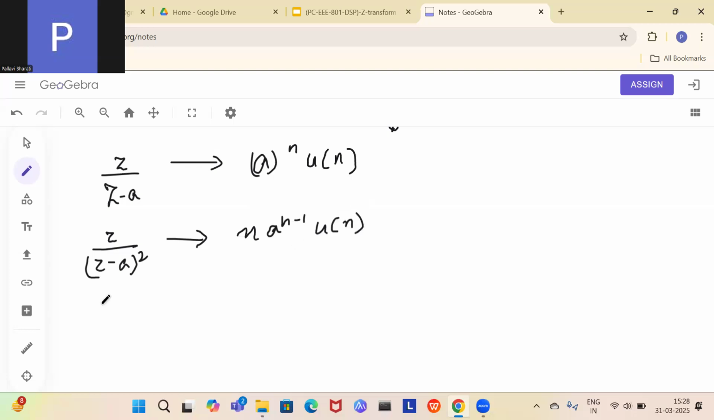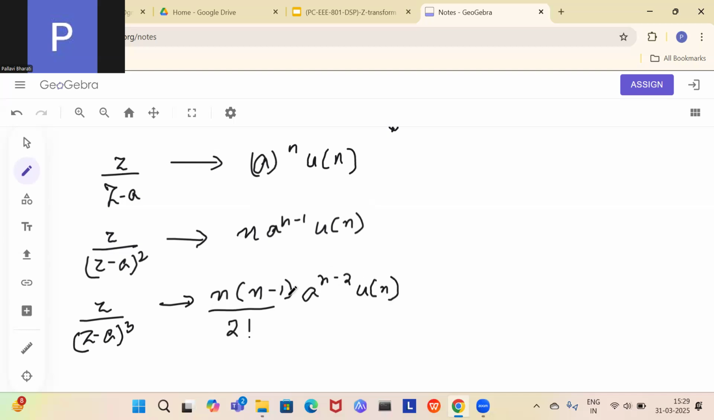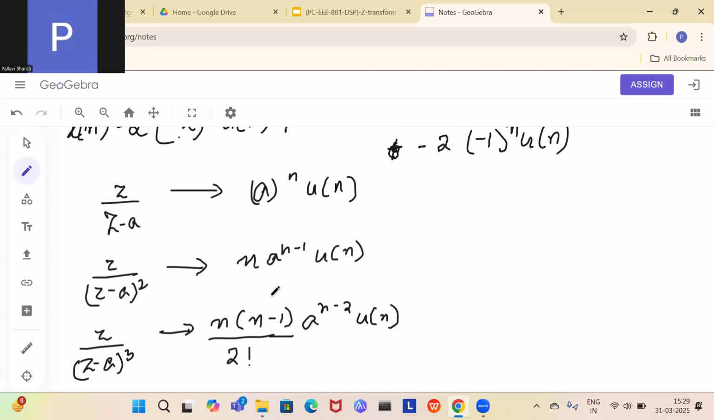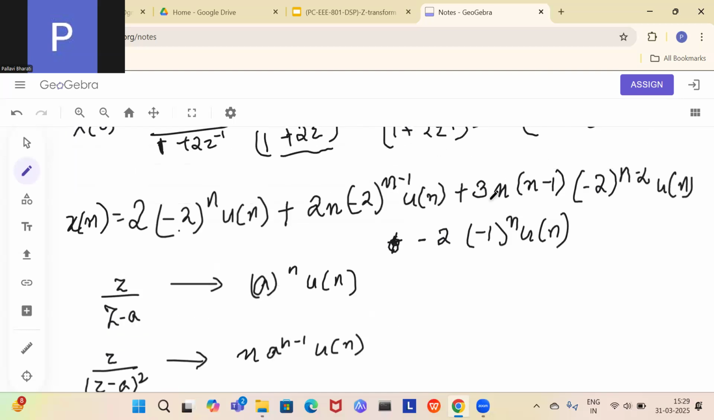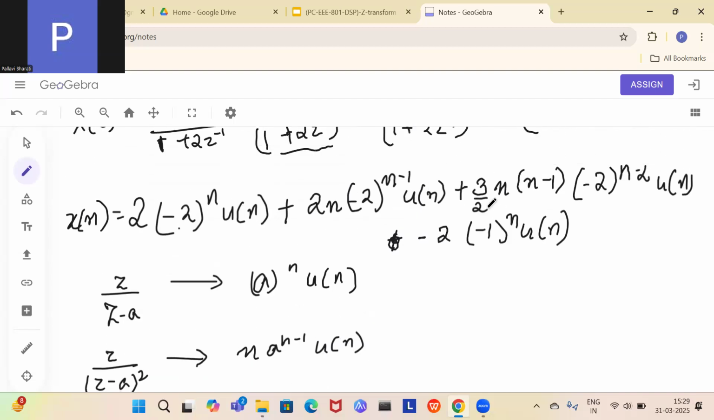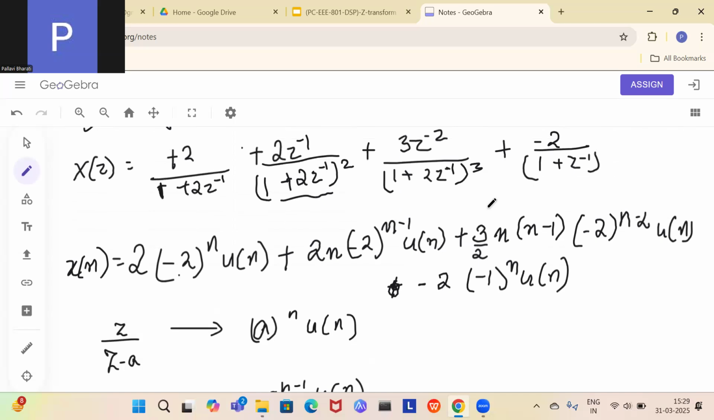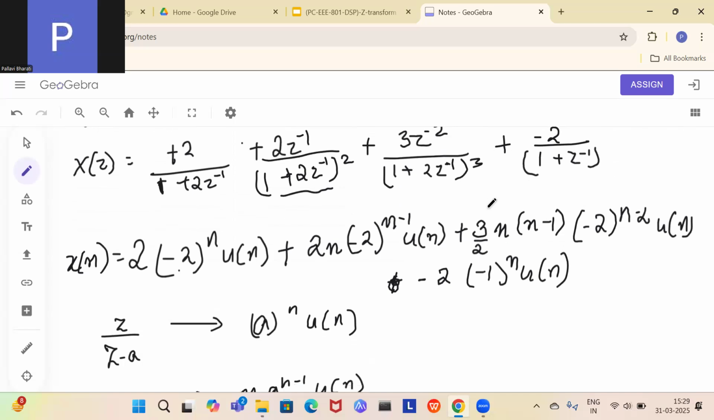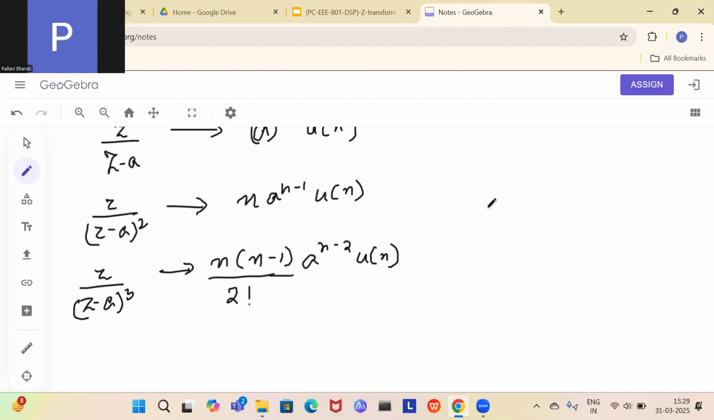Now the next one, when you are taking z by z minus a whole cube, then it is going to be n into n minus 1 divided by factorial 2, a to the power n minus 2 u[n]. The same way it is going to go on. So by this, we can see that there is a small mistake over here. There will be a divided by 2 also, right? So this a is my minus 2 for this case, right? If you write it in the simpler form, then a is your minus 2. And the same way it's going on. This you have to understand.